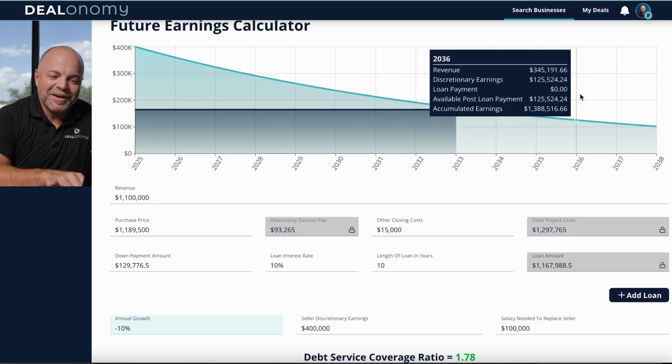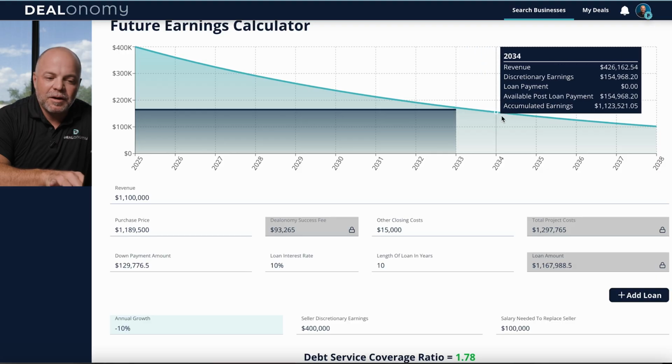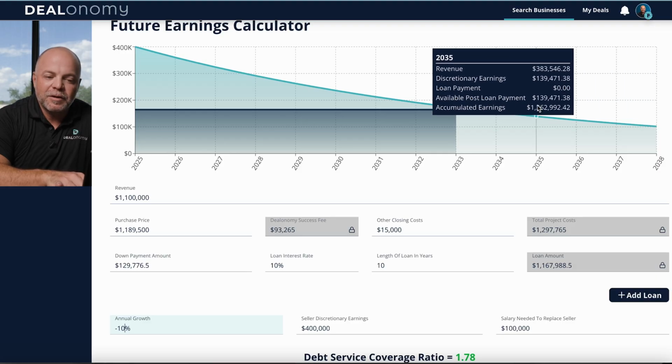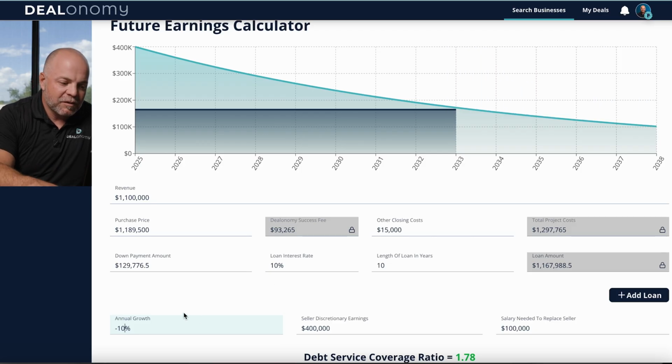Ooh, 10% almost got us there. This line almost intersected, but you still cleared it. So you could go down 10% every year, and in 2033 you're just squeaking by. You're only doing 473,000 in revenue when you started at 1.1 million. So you've really screwed this business up at this point, but you're still making your debt payment, barely, and then it's gone, and now you're free and clear of debt, and you're still making a 6-figure income, even at a negative 10%. So let's take it just a little further.